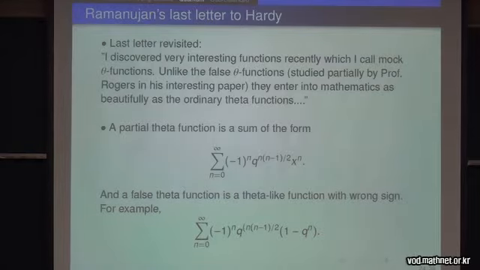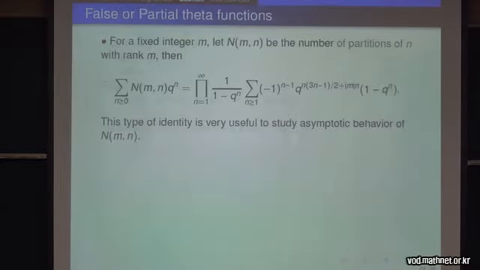So for example, that is a partial false theta function, because instead of 1 minus q to the n, if we have 1 plus q to the n, then this becomes a theta function. This type of function appears in the literature very frequently. It is also related to the rank function. Here capital N(m,n) is again the number of partitions of n with rank m. Then we can find a one variable generating function. The previous generating function had 2 variables, and for the one variable generating function, that is an infinite product times a false theta function.